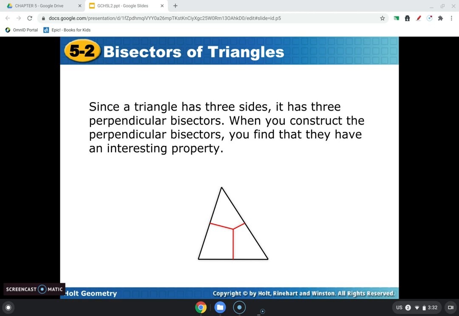Geometry Lesson 5.2, dealing with bisectors of triangles. Once again, all this information for these different centers can be found on your note sheet in the Moodle formula area. All right, bisectors of triangles.